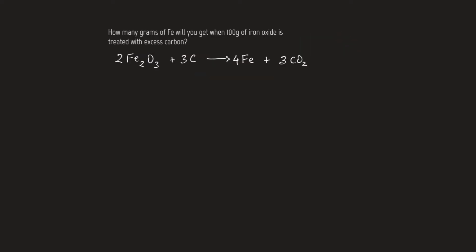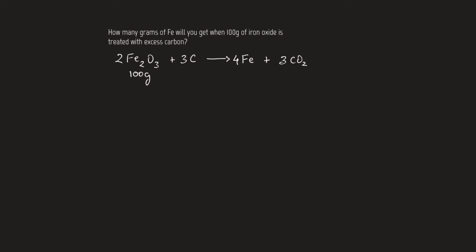Now that you're armed with the basic understanding of stoichiometry and the handy, extremely useful conversion chart, let us put that information to some use. The question says, how many grams of iron will you get when 100 grams of iron oxide is treated with excess carbon? So the only piece of information that is given in this question is that you have 100 grams of iron oxide. So we will go ahead and put that underneath the iron oxide.